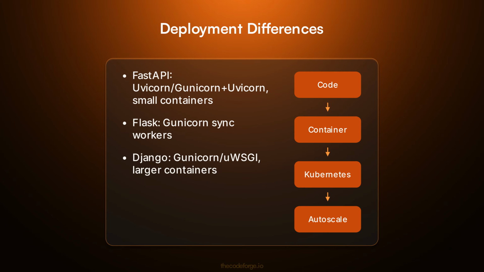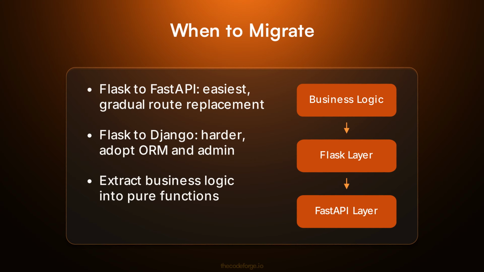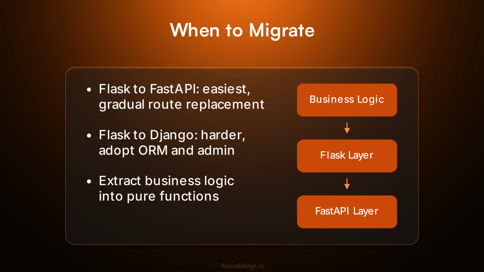Django's settings.py can become a nightmare in microservices. Sometimes you outgrow a framework. The migration path from Flask to FastAPI is often easiest. Both are minimal. Keep business logic decoupled from the framework so you can swap the thin layer.